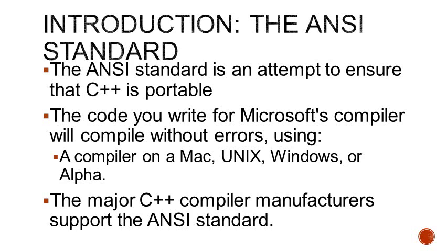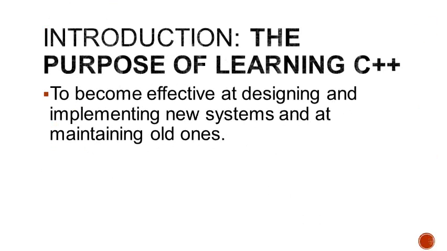The ANSI standard. The ANSI standard is important to ensure that C++ is portable. What do we mean by portable? It means that the code you write for a Microsoft compiler will compile without errors using a compiler on Mac, Unix, Windows, or even Alpha. The major C++ compiler manufacturers support the ANSI standard.